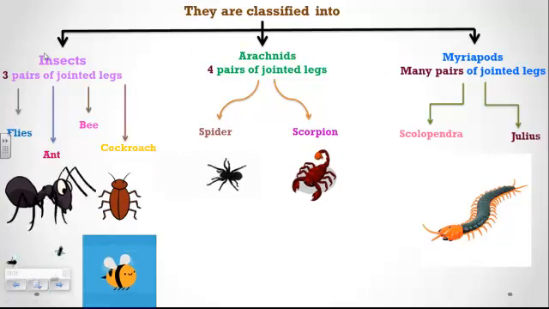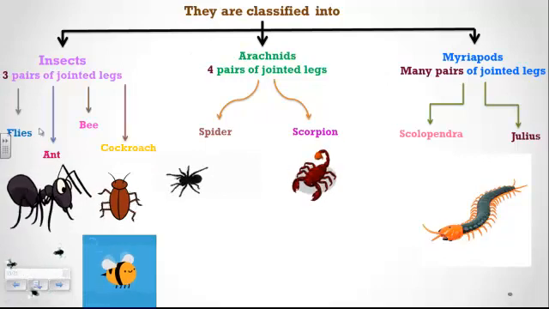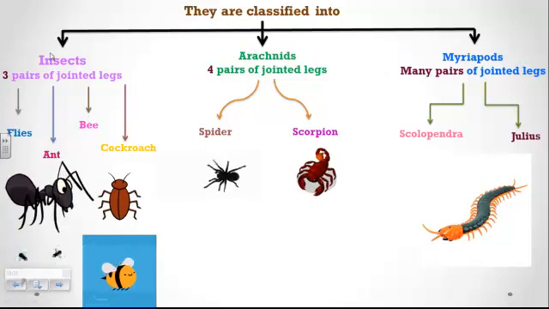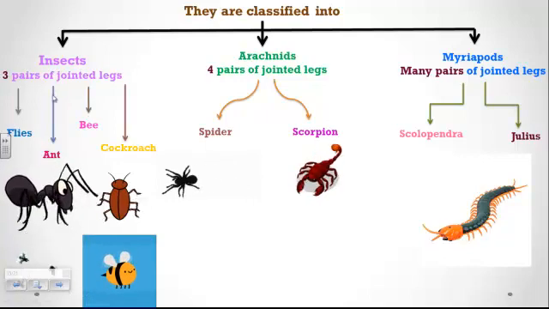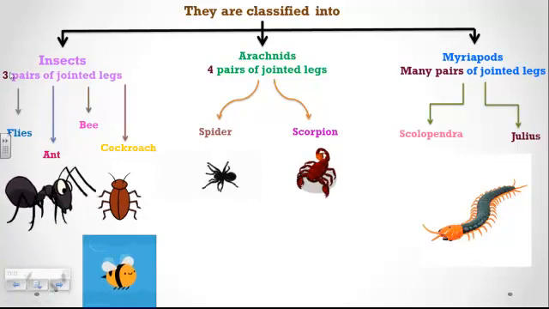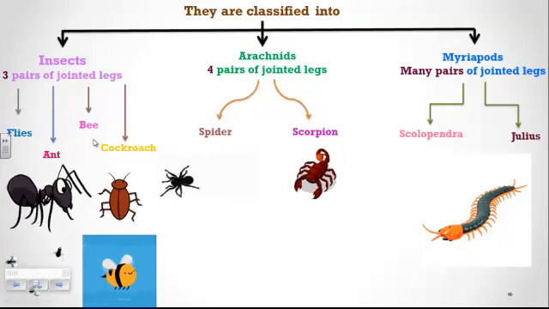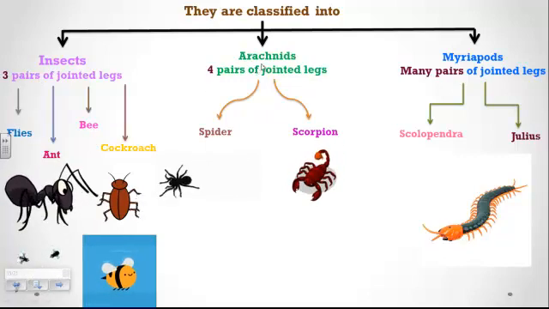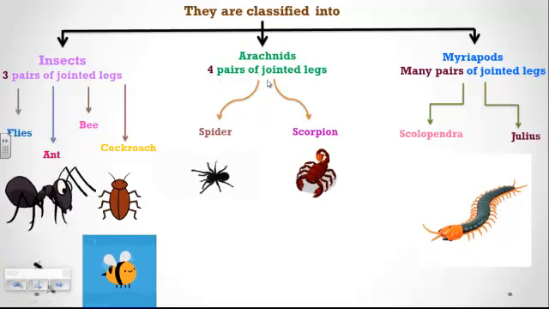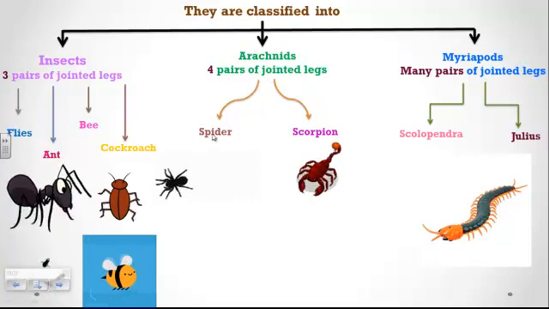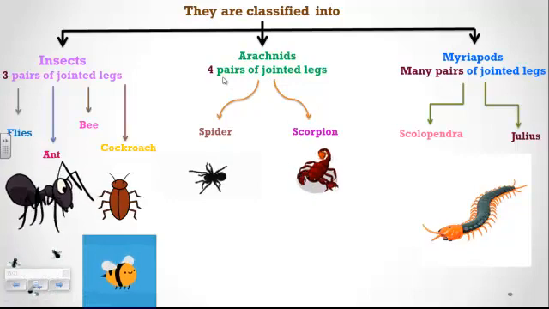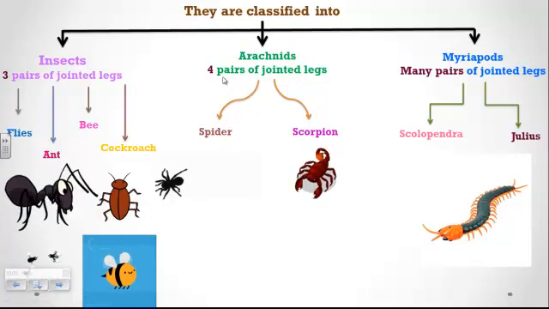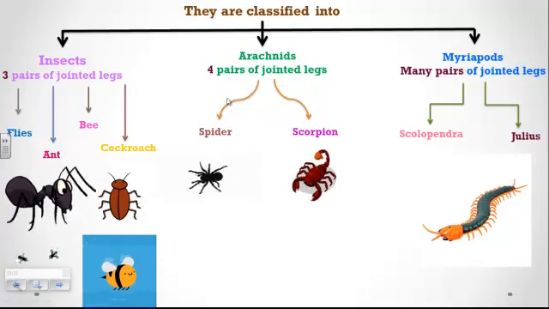Number 1, insects. Insects like flies, ants, bees and cockroaches. Each one of them has 3 pairs of jointed legs, meaning 6 legs: 3 legs on the right side, 3 legs on the left side. While the other one, arachnids, has 4 pairs of jointed legs, like a spider and a scorpion. That means 8 legs, 4 legs on the right side and 4 legs on the left side.